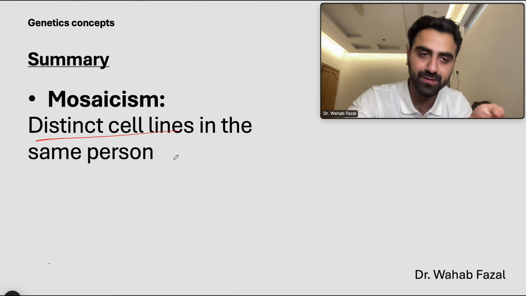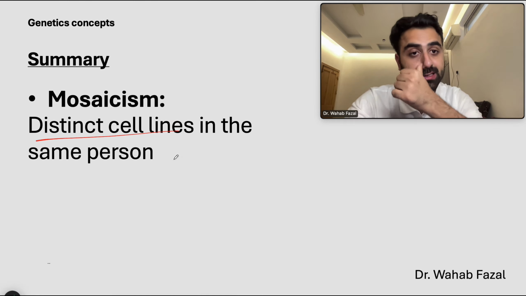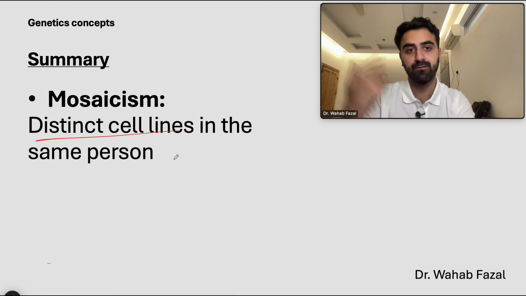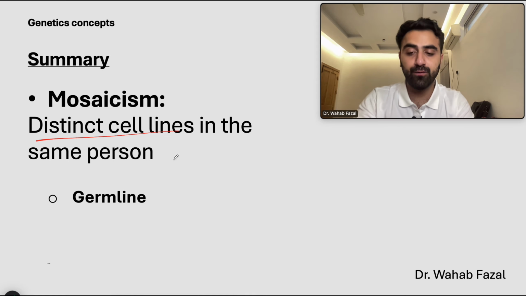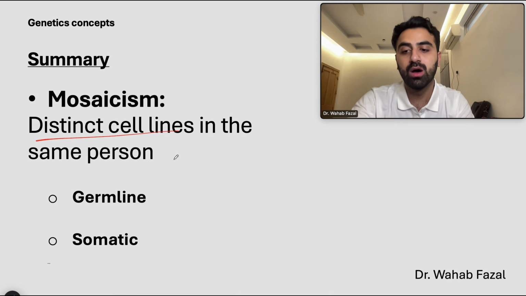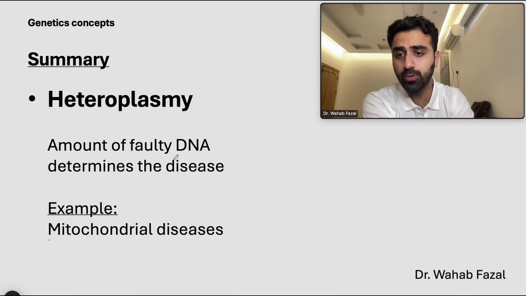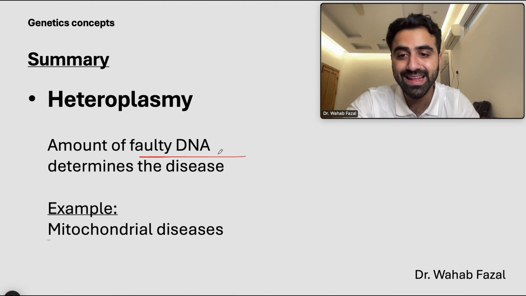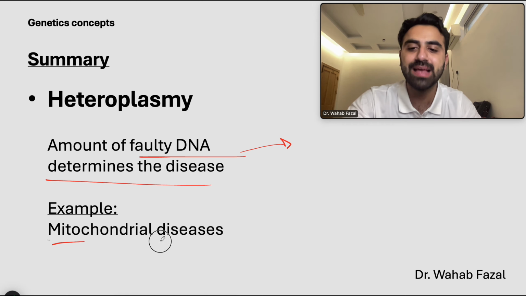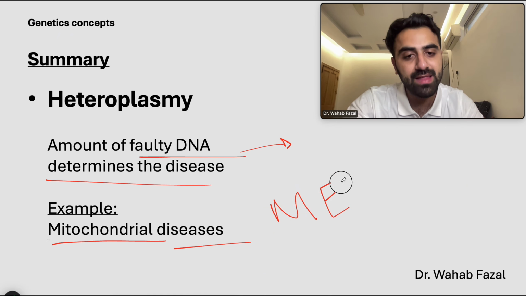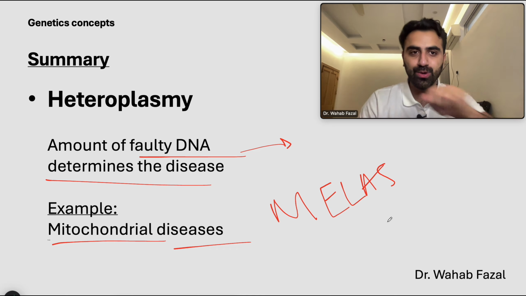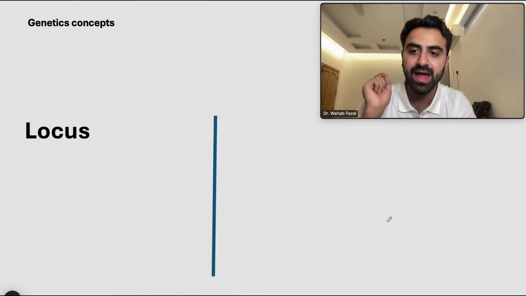If it happens after fertilization and the person becomes diseased, that's somatic mosaicism. If it happens before fertilization in the mom's and pop's testes and ovaries, that's germline or gonadal mosaicism. Then heteroplasmy, in which the amount of faulty DNA that you get from your mother determines whether you develop the disease or not. An example of that is mitochondrial diseases like MELAS, and the amount of faulty DNA you get from the mother's pool will determine whether you have the disease or not. That is the concept of heteroplasmy.